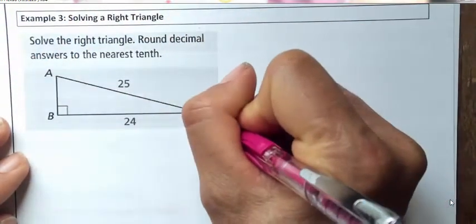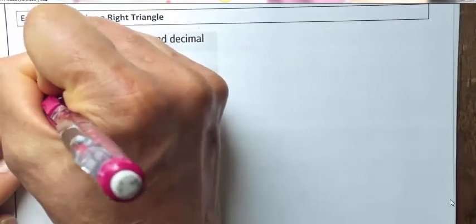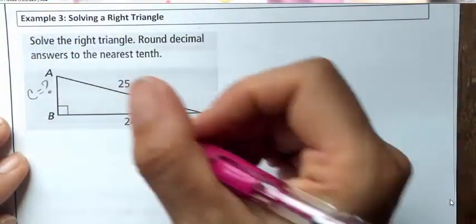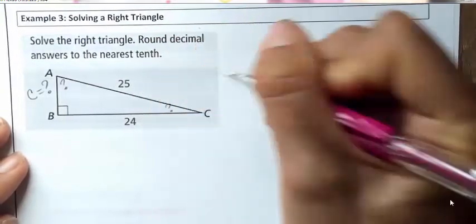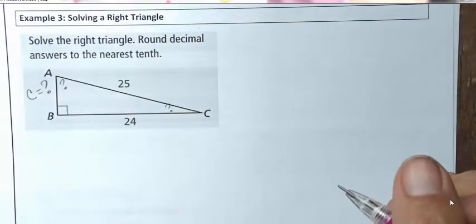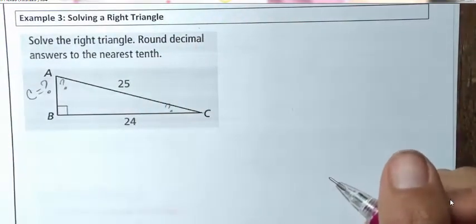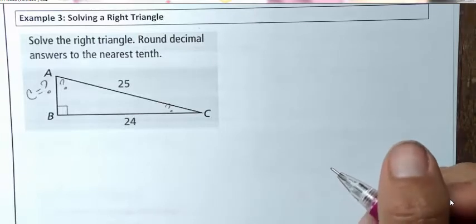First of all, I'm going to need to know this side. Because it's opposite angle C, I'll call this side c. That's one thing we don't know. We also don't know angle A, that's a question mark, and we also don't know angle C, that's a question mark. Probably the first thing I would do is always find the missing side first.